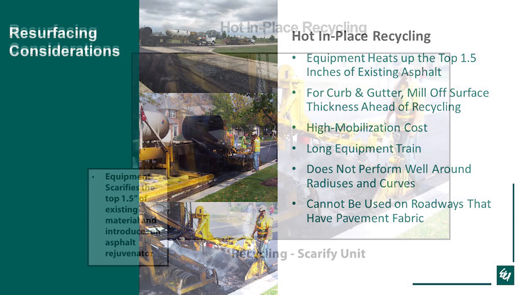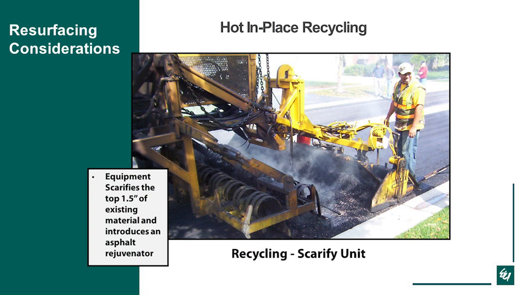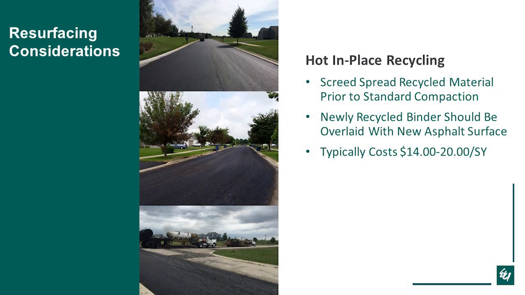So what's shown here, as discussed, is the scarifying unit. There's little tines that go through and scarify the asphalt up to about 1.5 inches, and that's where they introduce the asphalt rejuvenator. Then you just use a standard paving screed to put the recycled material back down to your standard compaction methods, and then you would overlay with a new asphalt surface.